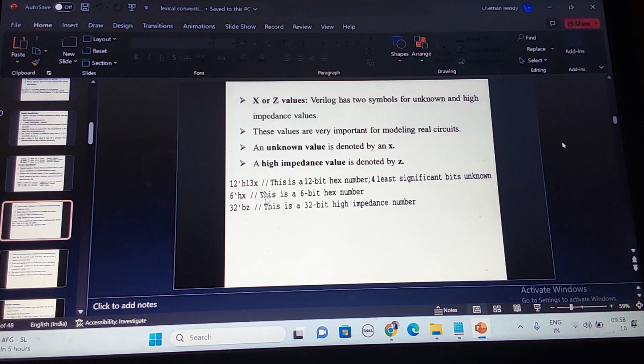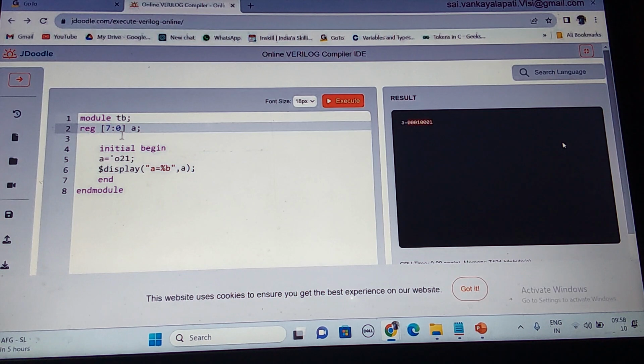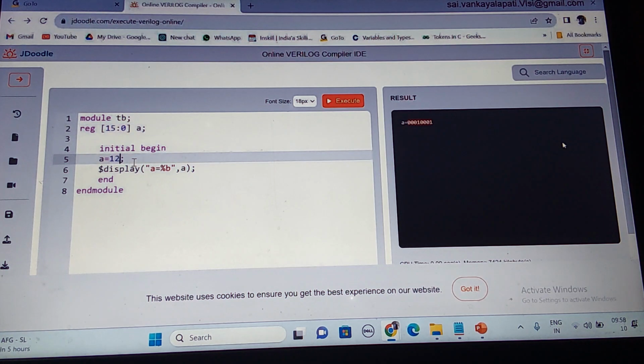Since it is hexadecimal, if I print it in binary, it should be denoted as x, and 3 is 1, 1, 0, 0, and then 1 is 1, 0, 0. Now let us work with this example. Let me declare an 8 bit register. The number is 12'h13x. Now I am going to print this in binary, using the binary format specifier. So how is it going to store in register A?